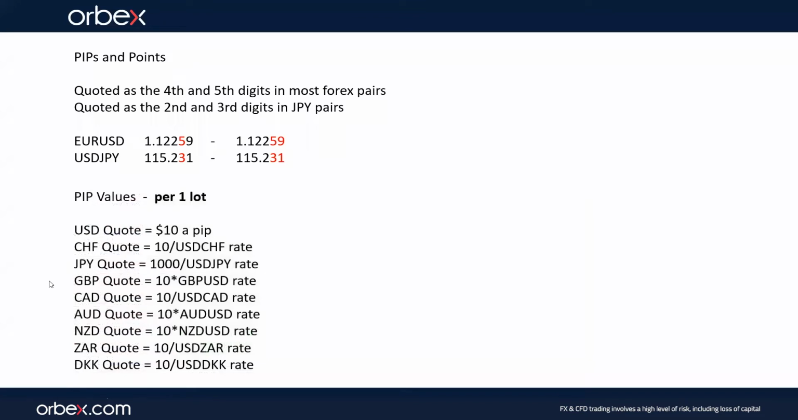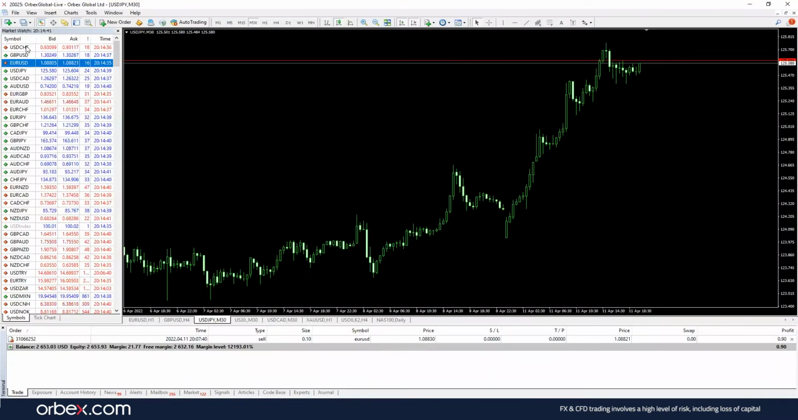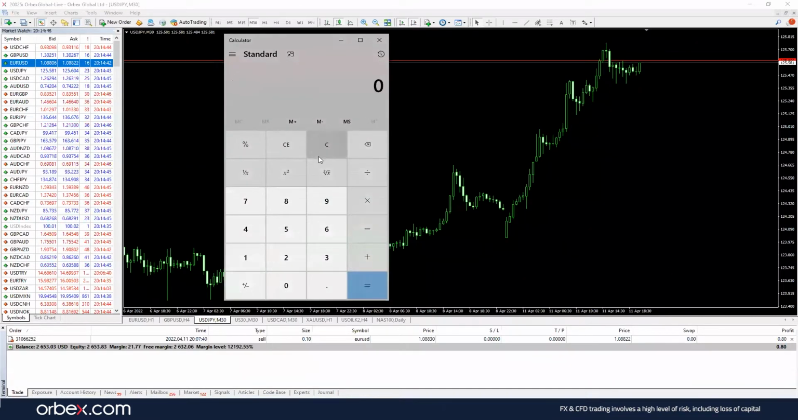And these are all the other main basket of currency quotes as well. So we've got Swiss franc. So this is 10 divided by the dollar Swiss franc rate. So let's just take a look at these rates at the moment. So dollar Swiss franc, what we're looking at here, 0.9309. So approximately dollar Swiss franc pip per lot is $10.74. So it's just a little bit higher than the dollar $10 pip value.